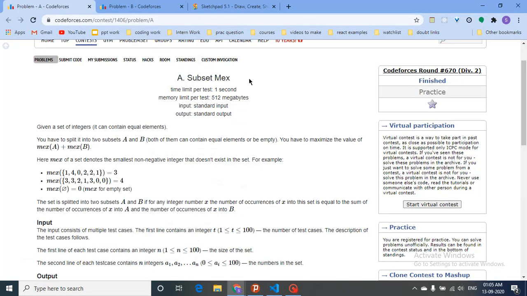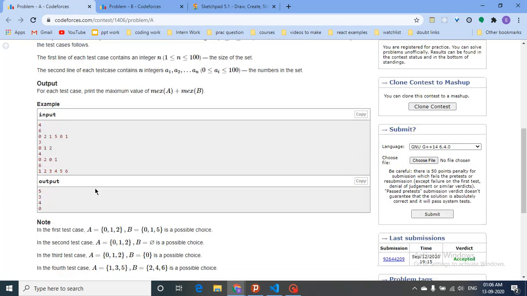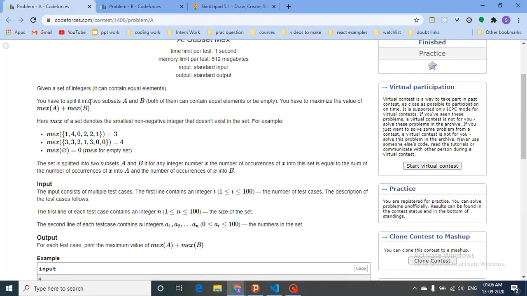Hello friends, today we're going to discuss problem A from the latest Codeforces Round 670, named Subset MEX. You are given a set of integers, which can contain equal elements, and you have to split those numbers into two subsets A and B such that you maximize the value of MEX of A plus MEX of B.